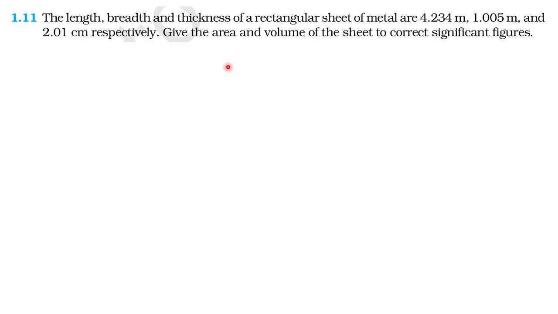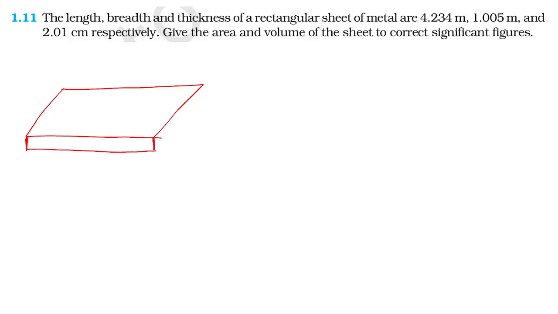The question says that the length, breadth and thickness of a rectangular sheet are given. The rectangular sheet looks like this. If you don't understand the question, you may draw a rough picture. It has a thickness, understood? It will look like a box, with a thickness like this. The height is too small. Think about a box having a very small height. This is the metal sheet, understood?